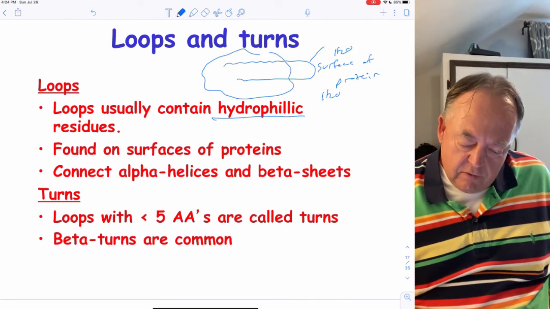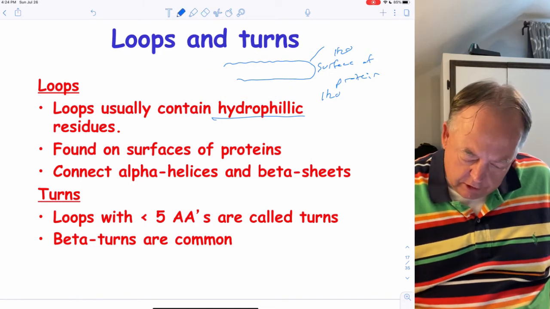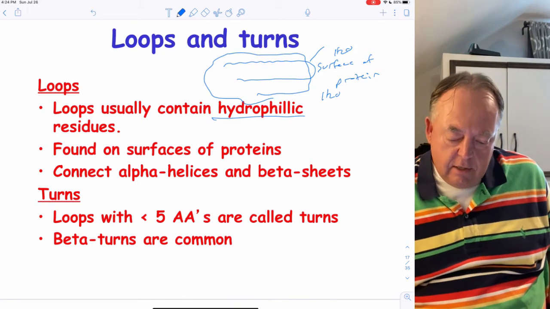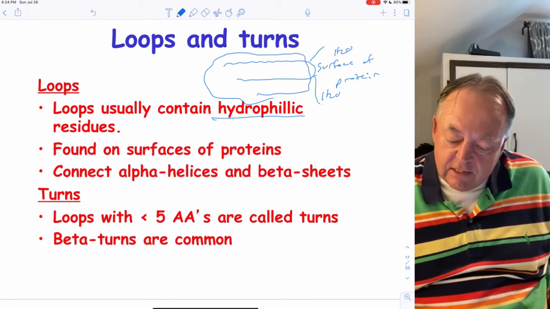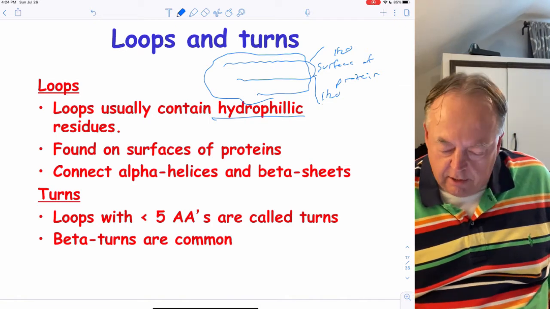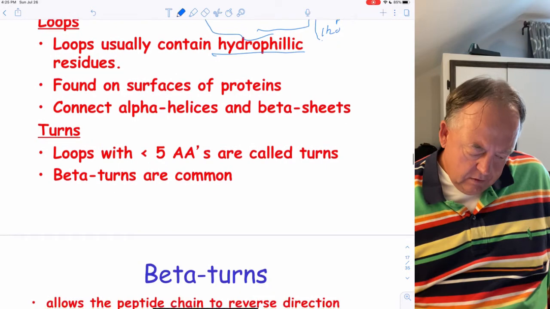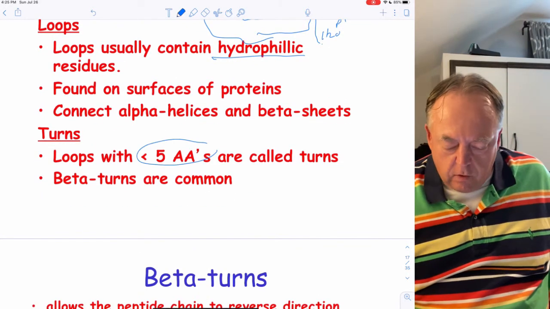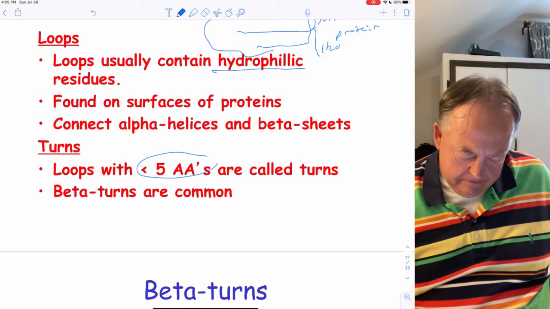So on the surface of the protein, I guess we should draw the protein like this. So that's the surface. If it's on the surface of the protein, then you would tend to have hydrophilic amino acid side chains out here so that they could hydrogen bond to water molecules. So if the loop only has less than 5 amino acids in the loop, then that's what's called a turn.